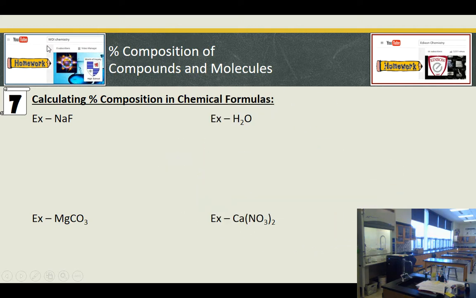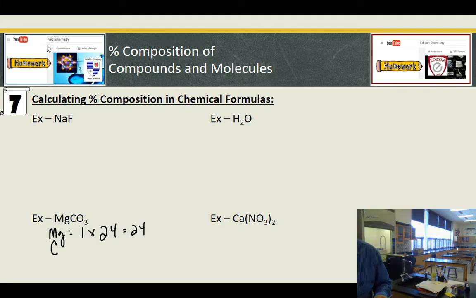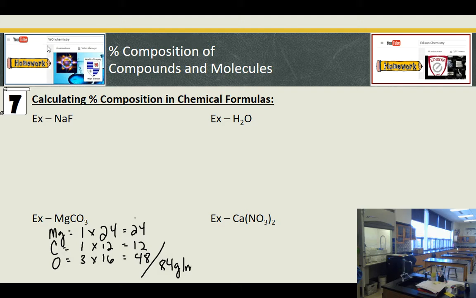Here we go. Erase. Now MgCO3. So let's see. Mg is 1 times, and magnesium is 24. So that's 24. C, I got one of those times 12 is 12. Oxygen is 3 times 16, 48. I have to add these up quick. I see 10 and 4 is 14. 5 and 3 is 84 grams per mole.